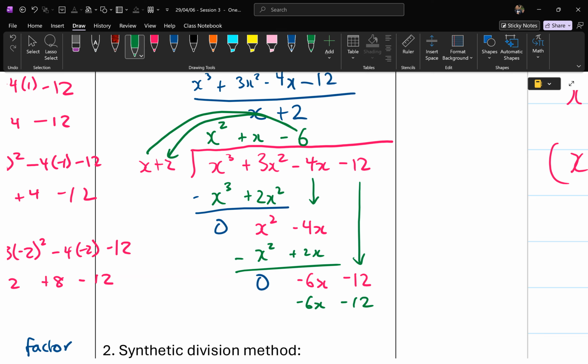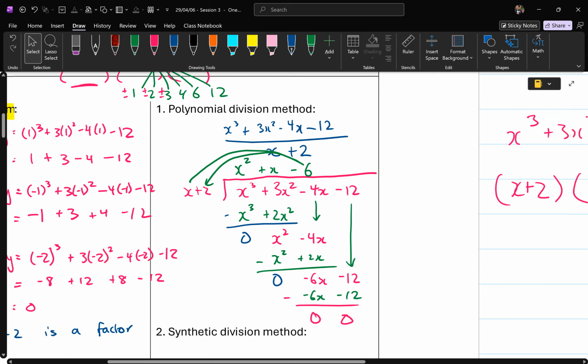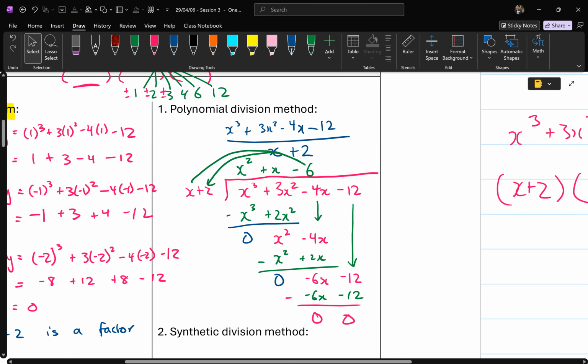Because remember, it has to be a factor. And if it's a factor, it should end up being 0 remainder. So when I divide it, there should be no remainders left over. -6 minus a -6 is 0. -12 minus a -12 is 0. It makes sense. If you didn't get 0 here, you've done something wrong, either in the factor or in the algorithm. But it had to be 0. Sure? Okay? That's the minimum requirement in terms of what you need to do.